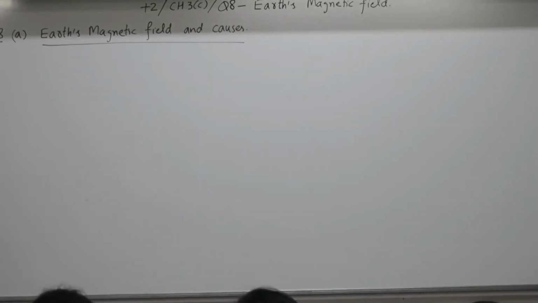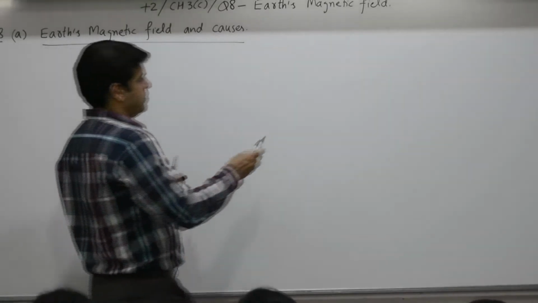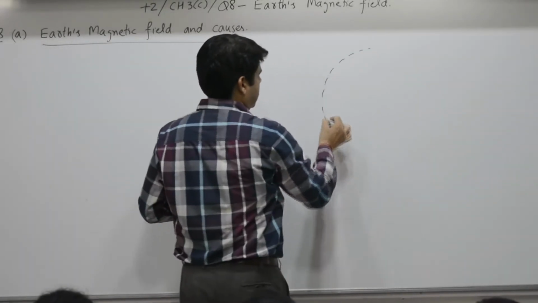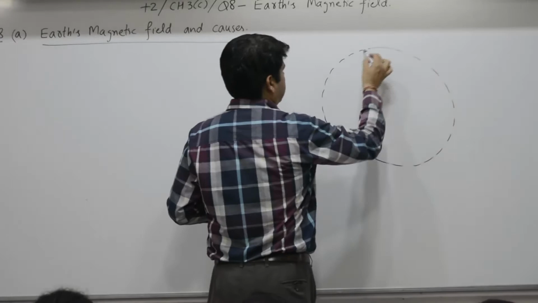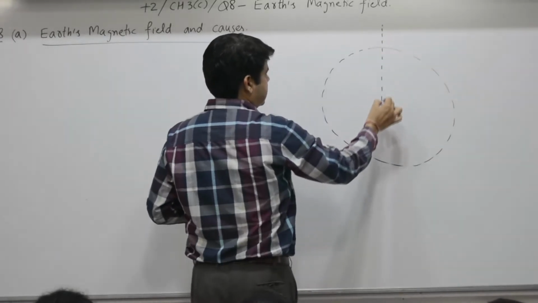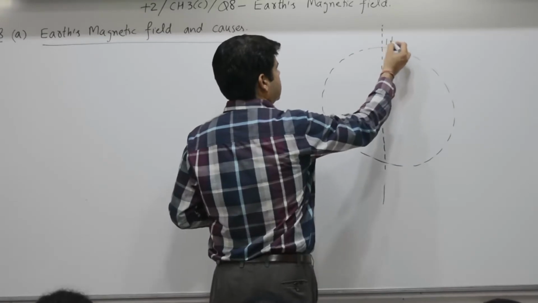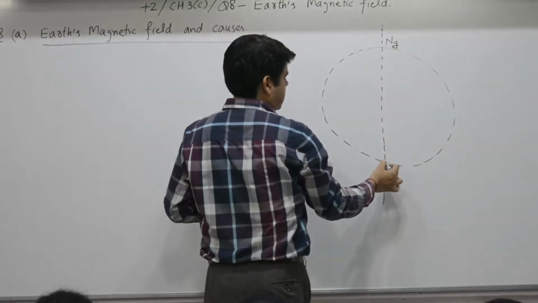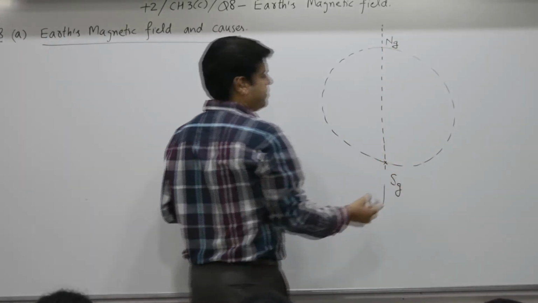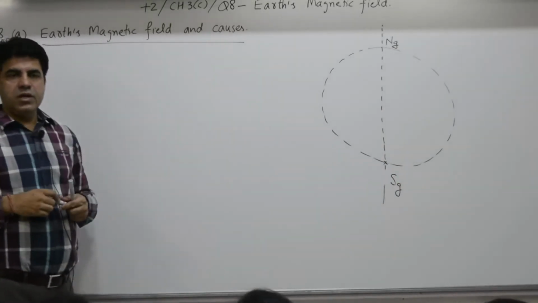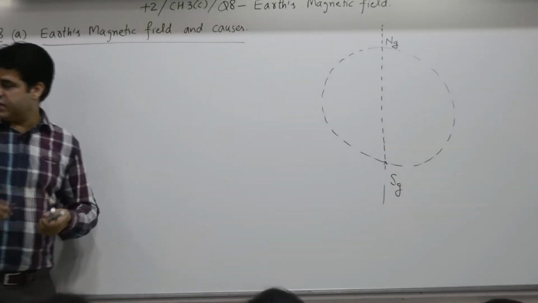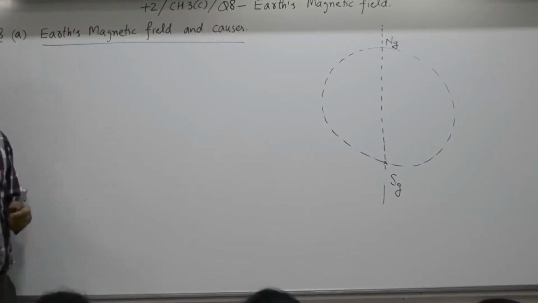And the Earth behaves. Earth rotates about this axis of rotation. This point is termed as geographic north. This is geographic south. Earth behaves as if there is a magnet inside.